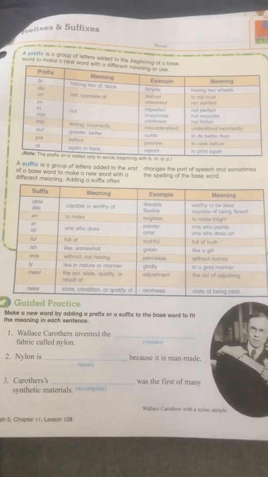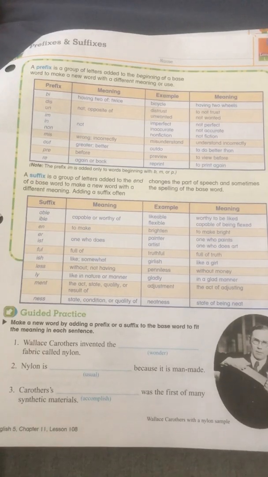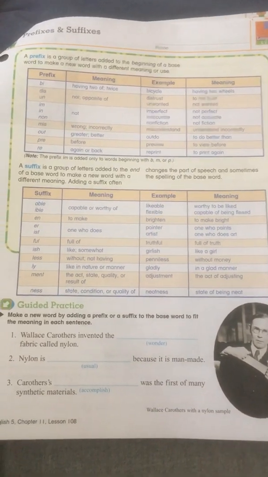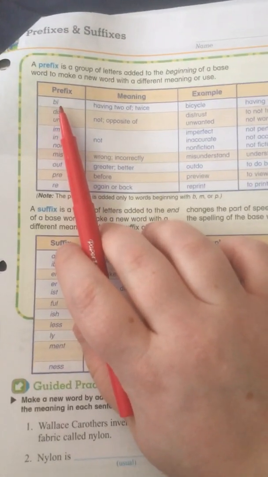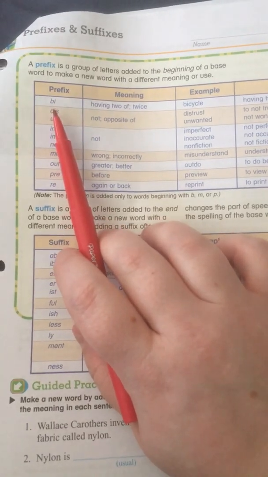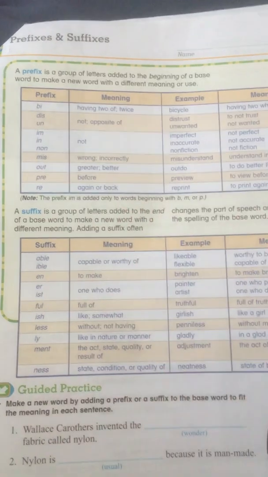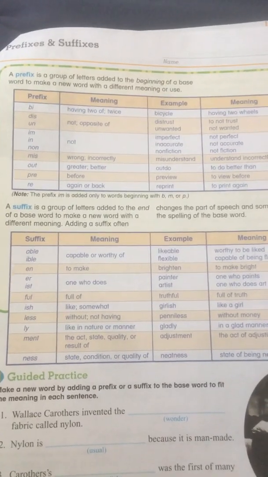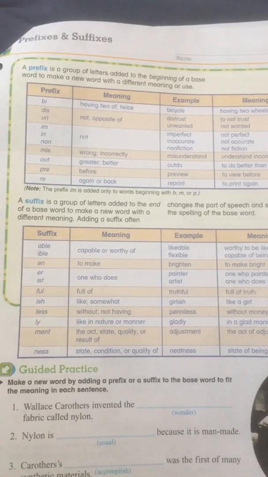Prefixes and suffixes, completely different topic, isn't it? A prefix is a group of letters that's added to the beginning of a word, and it changes the meaning of the word. For example, if it says the prefix is bi, you add that to cycle, which means bicycle, having 2 wheels. All of our prefixes have different meanings, and you've actually done this with Miss Park this year, right? You worked on prefixes and suffixes. So this is a little bit of a review.